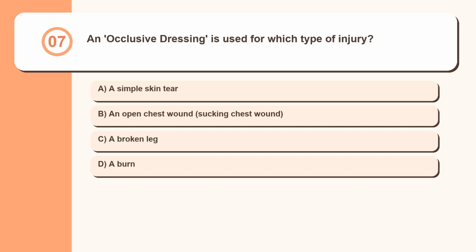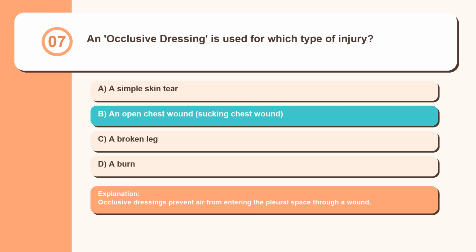Question 7. An occlusive dressing is used for which type of injury? A simple skin tear, an open chest wound (sucking chest wound), a broken leg, a burn. Occlusive dressings prevent air from entering the pleural space through a wound.